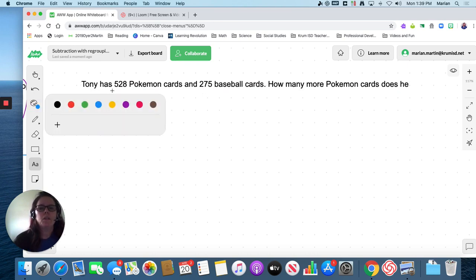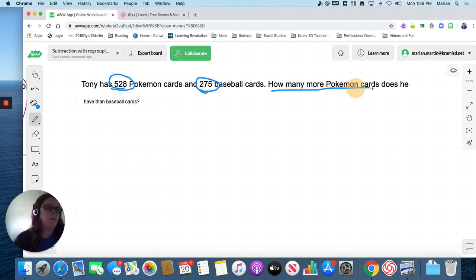So how many more Pokemon cards does he have than baseball cards? So first thing we're going to do is we're going to circle our numbers. So our numbers that we have here to work with are 528 and 275, okay? Then we're going to underline our question. Our question is how many more Pokemon cards does he have than baseball cards? So that's what we're ultimately trying to find out. Then I need to box some important information. I need to make sure I remember that 528 is the Pokemon cards and 275 is the baseball cards. And that's important because we're trying to find out how many more he has, and we have to make sure we know which number goes with Pokemon cards and which one goes with baseball cards.